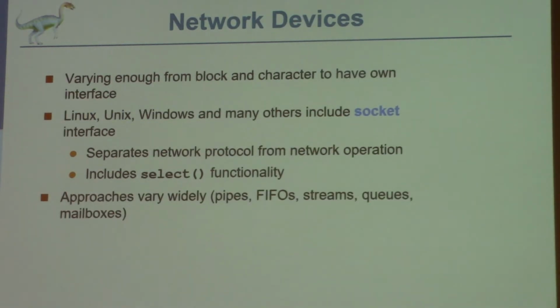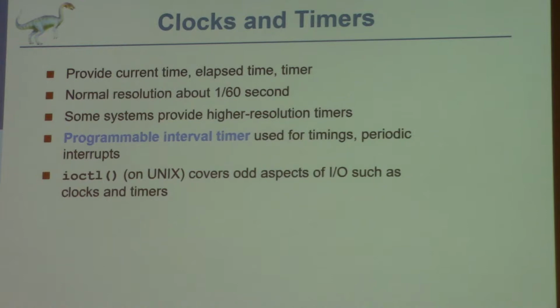I'm going to skip the network devices and the clock and timer. I already mentioned the clock and timer. They are interval timers. There are two types of timer. One is the system timer, and the other is the real timer. The system timer is just a periodic signal, and on the other hand, the real timer is like human time, like January 1st and so on.